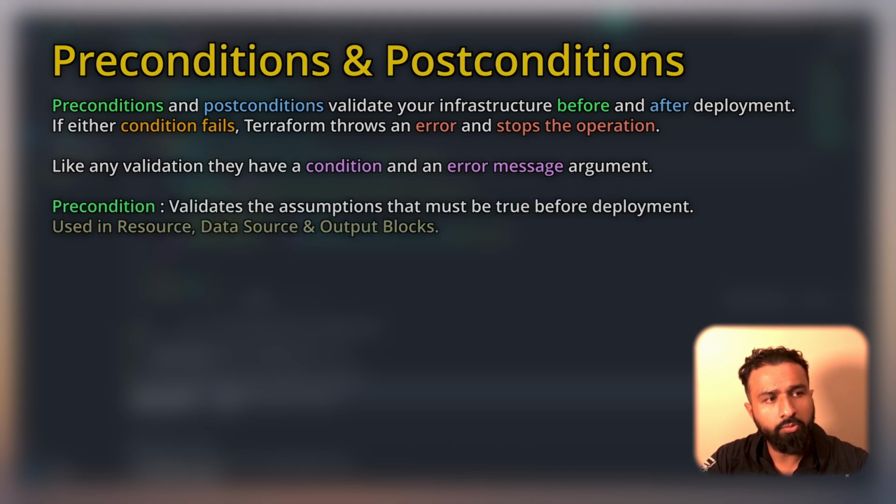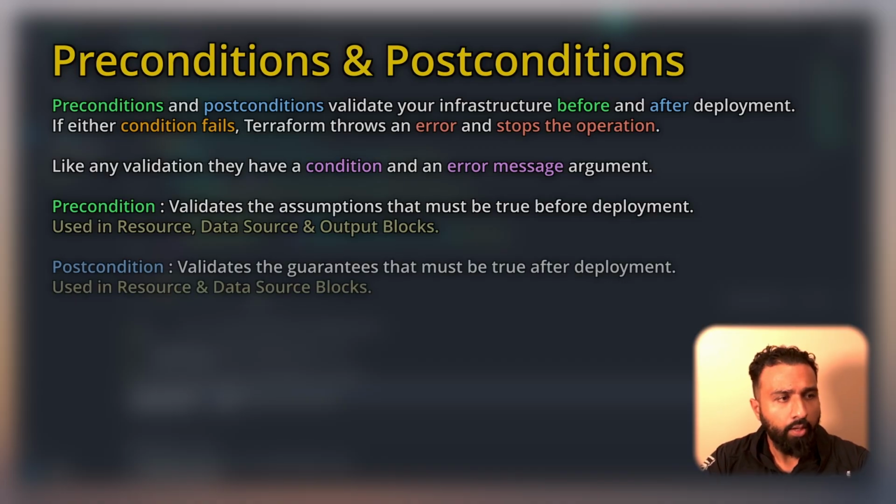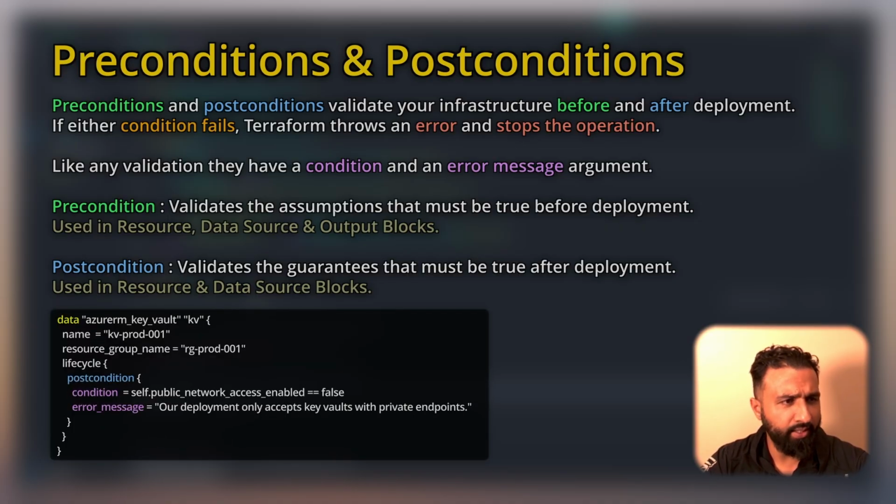A precondition runs before Terraform creates or modifies a resource. It allows us to verify that our requirements are met before Terraform continues. If the condition value is false, Terraform stops with an error. A postcondition runs after Terraform has created a resource or read a data source. It verifies the result is what is expected. If the condition value is false, Terraform also stops with an error. These become useful whenever your Terraform configuration depends on assumptions that variables alone can't validate, such as checking a subscription tag, confirming a resource property, or validating information returned from a data source, etc.